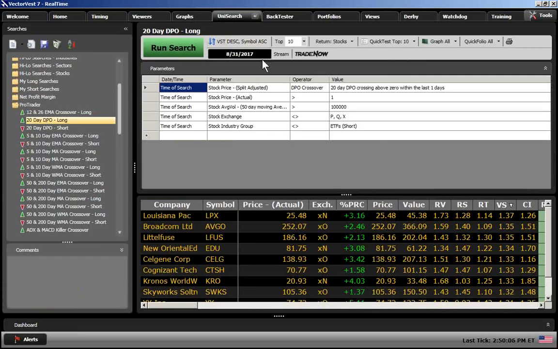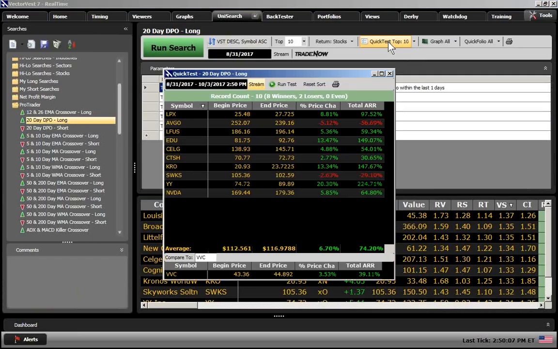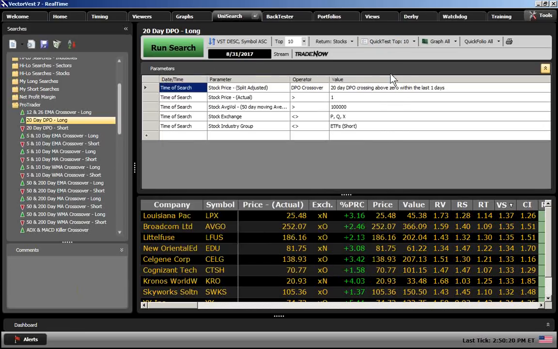We're going to do the 20-day DPO. Quick test the top 10. 6.7%. 8 winners, 2 losers. This is good for the more prudent person. Looking at DPO, and look at the stocks that are found based on that too. More prudent stocks. All right.